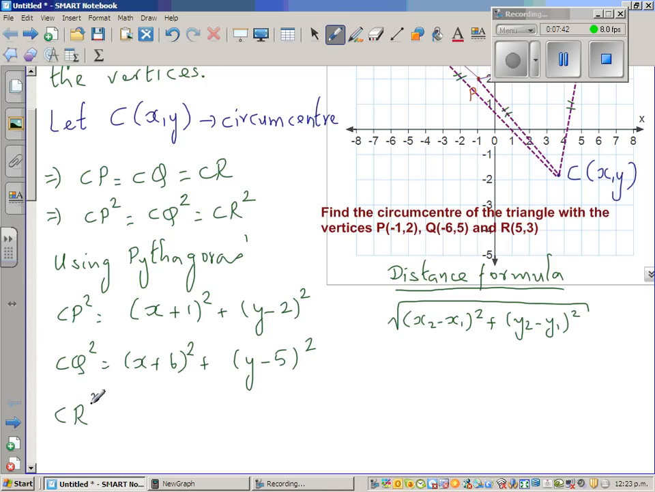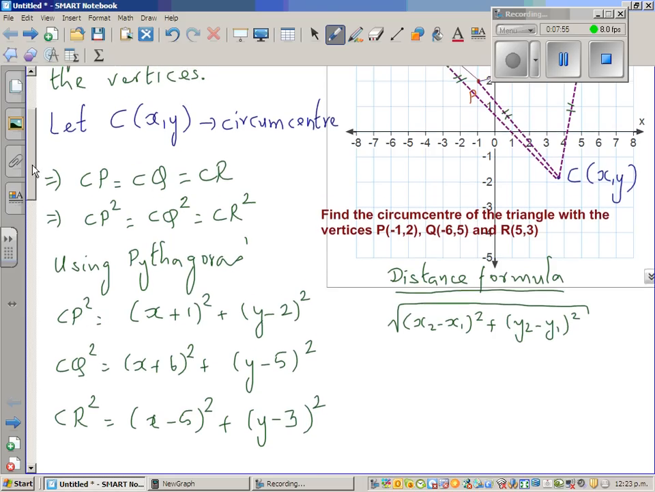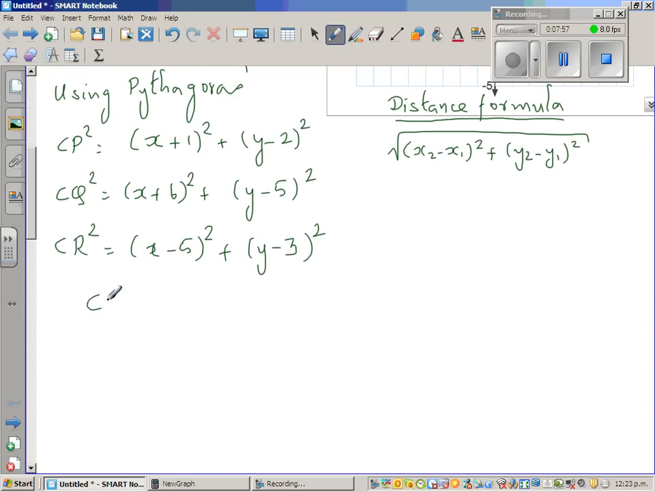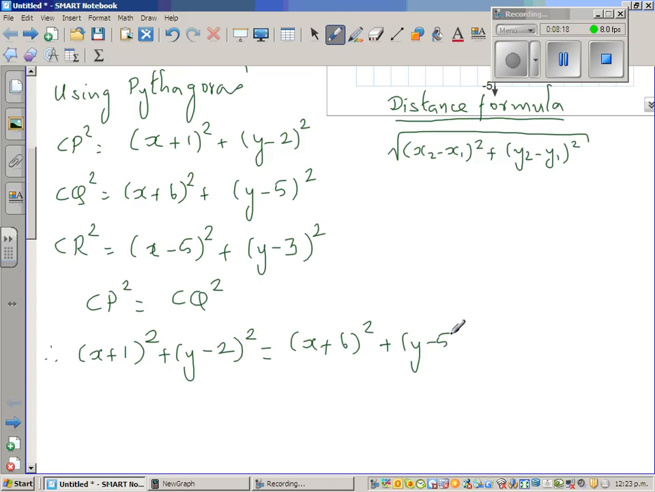The same way CR squared would be x minus 5 squared plus y minus 3 squared. So I've written CP squared, CQ squared and CR squared. Now we know that CP squared is equal to CQ squared. Therefore I can say x plus 1 squared plus y minus 2 squared is equal to x plus 6 squared plus y minus 5 squared.